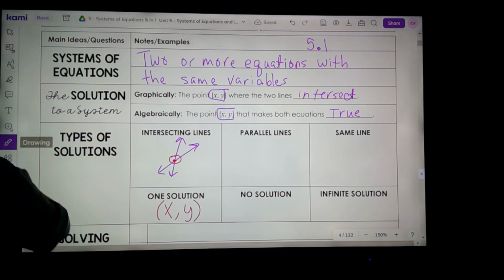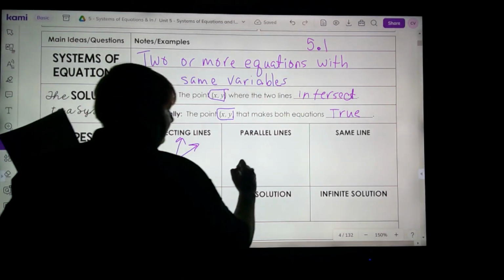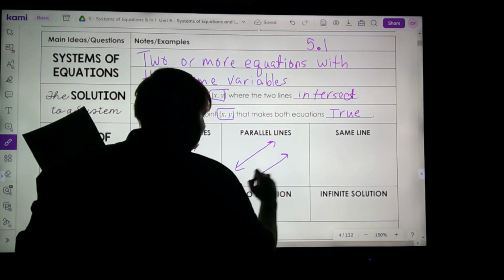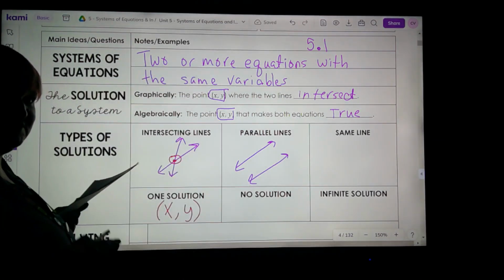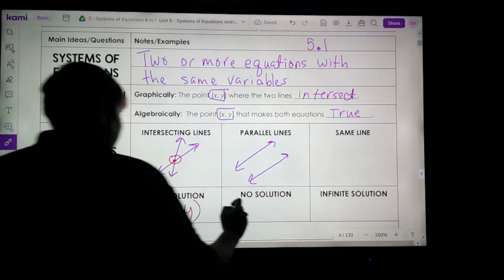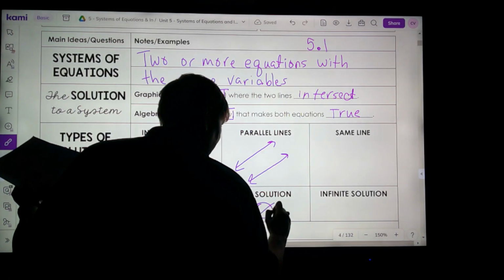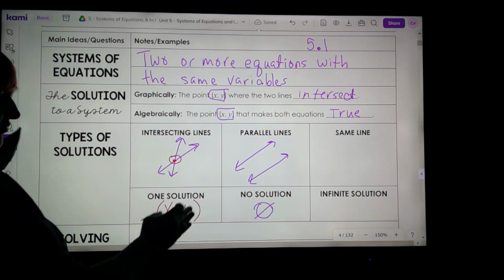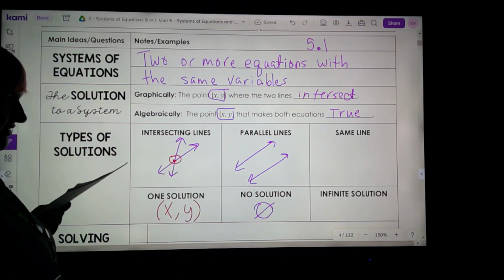Now, parallel lines are the ones that ride side by side and they never intersect. There is no solution. That's your zero with a line through it. There is no point where they will intersect. They're parallel.